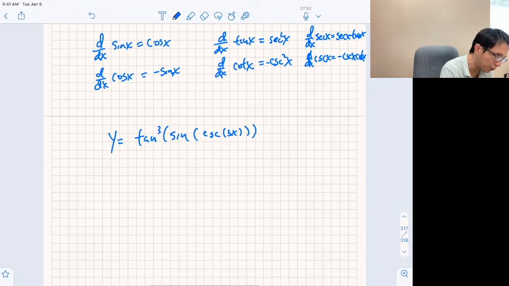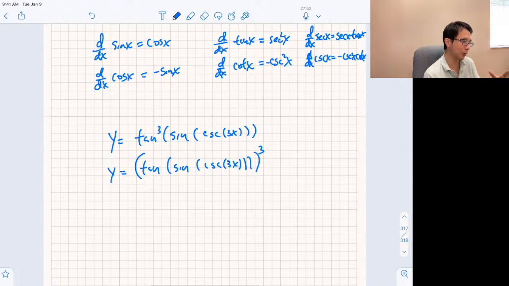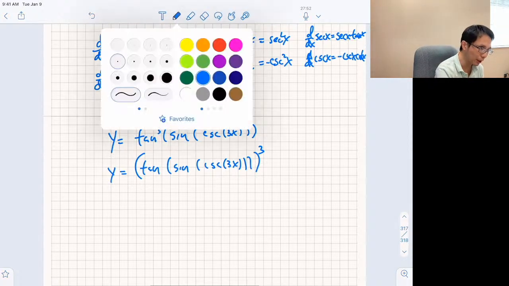So technically, I will rewrite this as this. Tangent of sine of cosecant of 3x, to the third power. I think I got too many parentheses. So I will write down to the third power. Now I will write a layer from here.